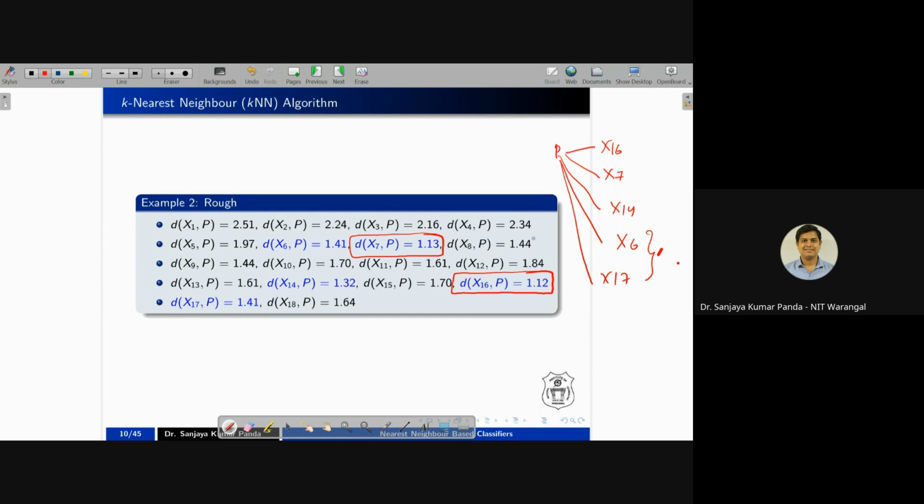What about x8? In the x8 case it is 1.44, so it is eliminated. If the x8 value were also 1.41, then you would need to consider it. So this is 1.12, this one is 1.13, this is 1.32, this one is 1.41, and this one is also 1.41. That's why I'm not considering x8. The next closest is x8, and we also have x9 at 1.44. These will come if I increase the k value to 7. I am taking k as 5, so these two are not going to come.